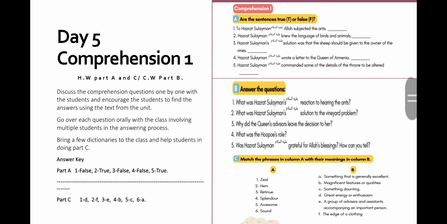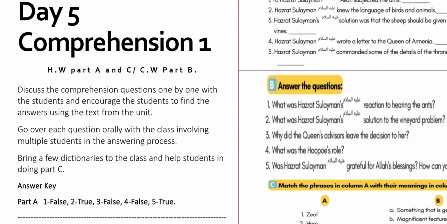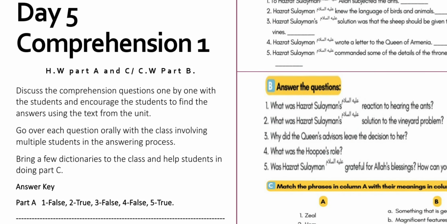We move on to day 5 of comprehension and we are doing the first part of comprehension. The students have now read the passage, they understand the meaning of the passage, they know the vocabulary words, and they are pretty much at ease now in doing these comprehension questions that are given at the end. Discuss the comprehension questions one by one with the students and encourage the students to find the answers using the text from the unit. Orally ask them about the answers.